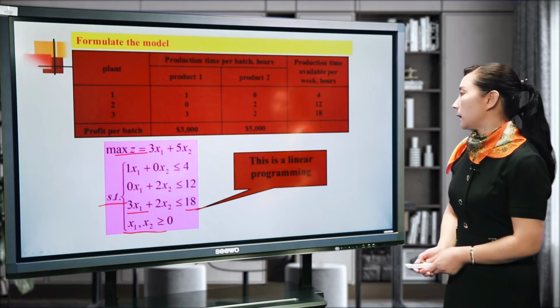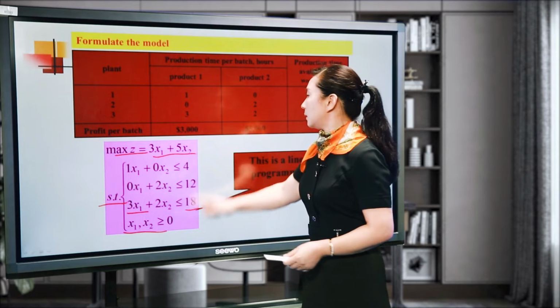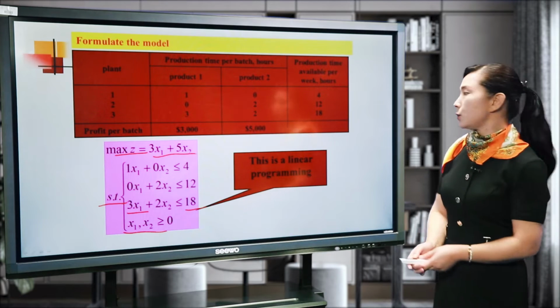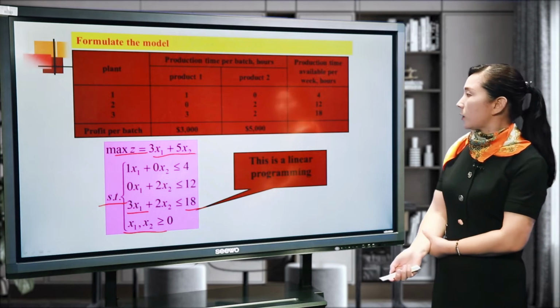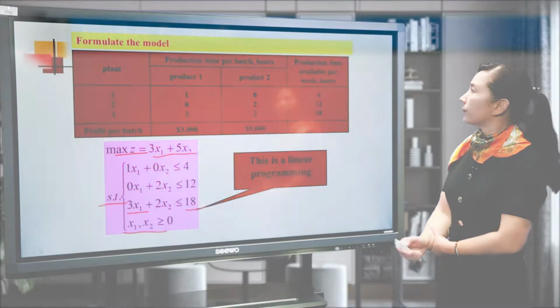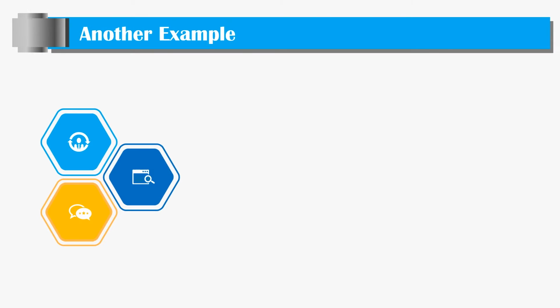This is the model of this problem. And we note that the objective is linear and all constraints are linear too. So we call this a linear model. Now we see another example.